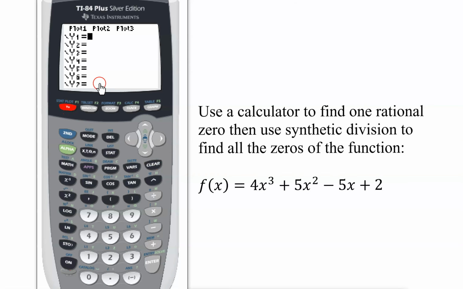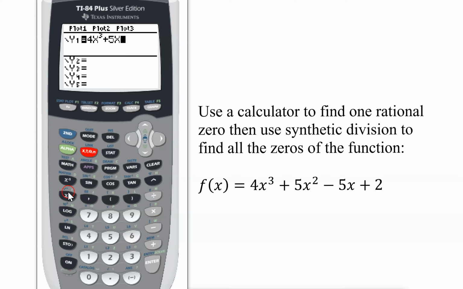So when I hit the Y equals key, it gives me menus from Y1 to Y7. So I'm going to put my function in Y1. And I need 4x cubed. This is the variable key, and since I'm in function mode, when I hit it, it will give me an x. And then I need it raised to the third power. So I'm going to use the caret key that puts me up in the exponent, 3. Now be careful, I'm still up in the exponent, so I have to arrow to the right. And now I can put in plus 5x squared, plus 5.